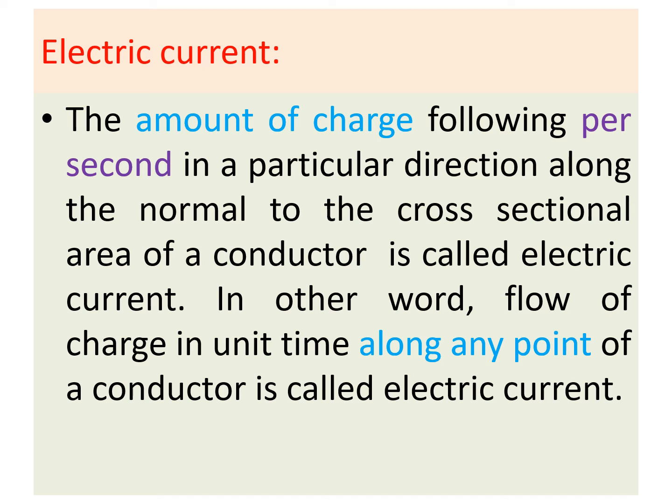Let me show you another quantity, electric current. The amount of charge flowing per second in a particular direction, normal to the cross-sectional area of a conductor, is called electric current. Simply you can say, the flow of charge in unit time along any point of the conductor is called electric current. I'm sure you have understood what electric current is: the amount of charge flowing per second.